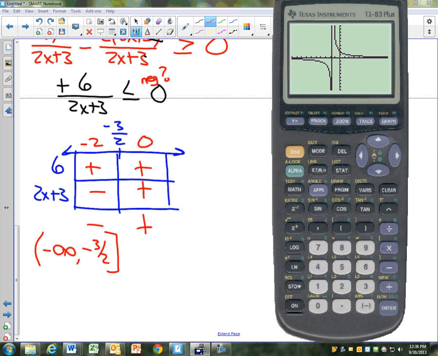Now, Carissa, you have a TI-84, right? You don't have that line up and down the middle, do you? Okay, mine's an 83. My calculator is not smart enough. It puts this line down the middle.